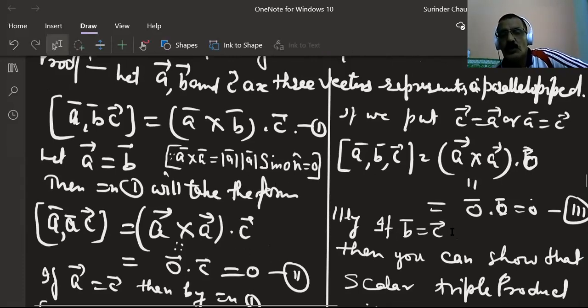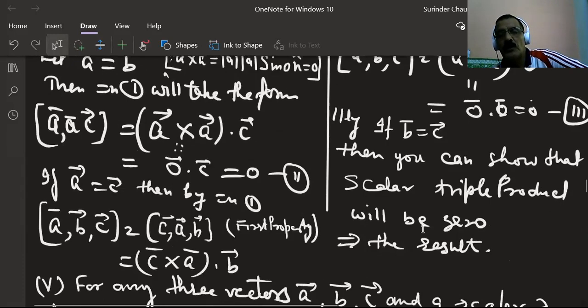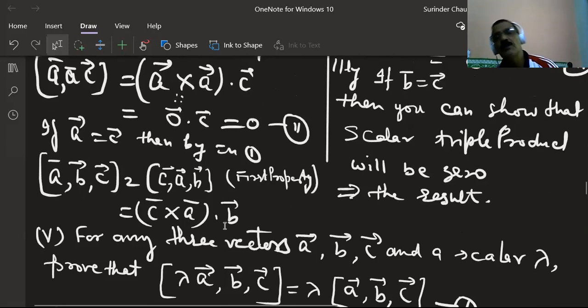Similarly, if B is equal to C, in a similar way, we can prove that their scalar product will come out to be 0. Conclusion of this property is, if we are given three vectors in space, any two of them are equal, then their scalar triple product will come out to be 0, means the three vectors will not form a parallelepiped.